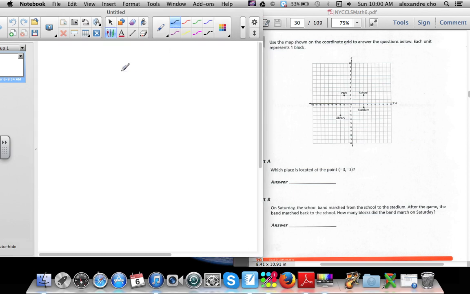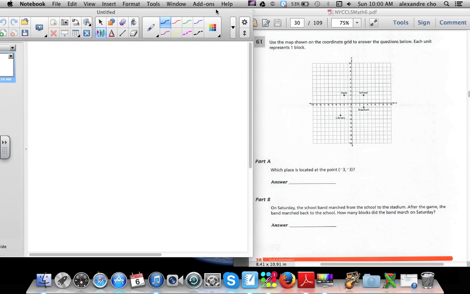And it says use the map. Which place is located at -3 and -3? So from the origin, from the middle, you're going to -3 says walk back 3 spaces, and then you're going to go down 3 spaces. So part A, that was easy enough, is the library.